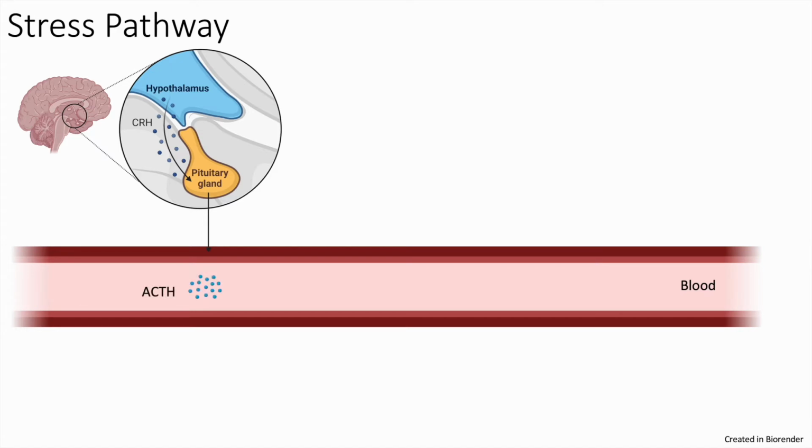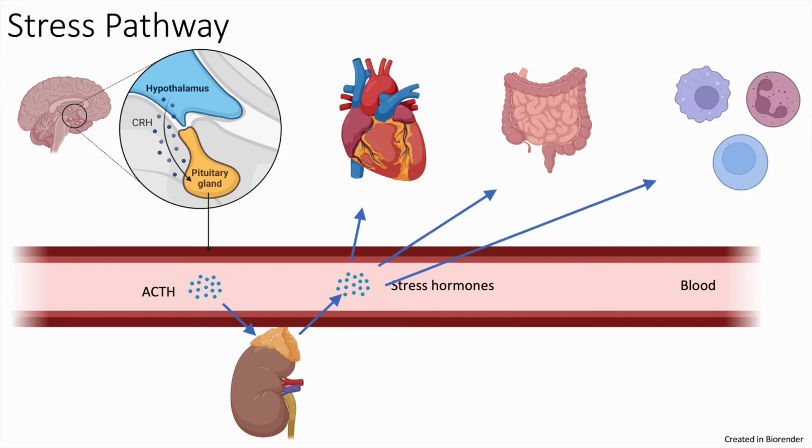When the pituitary gland senses corticotropic releasing hormone, it begins to secrete adrenal corticotropic hormone into the blood. Adrenal corticotropic hormone then travels to the adrenal glands located just above the kidneys. The adrenal glands then release stress hormones such as adrenaline and cortisol. These stress hormones can signal the rest of your body to prepare for threats. For example, hormones increase your heart rate, which increases delivery of oxygen-rich blood to your muscles. They also inhibit your digestive and immune system to conserve energy for immediate threats.